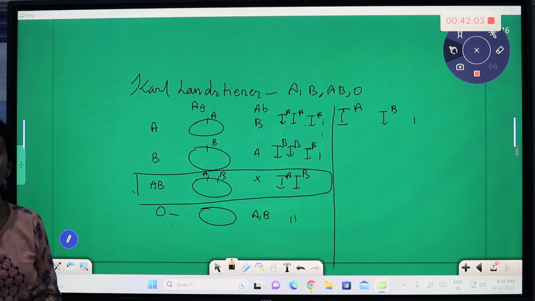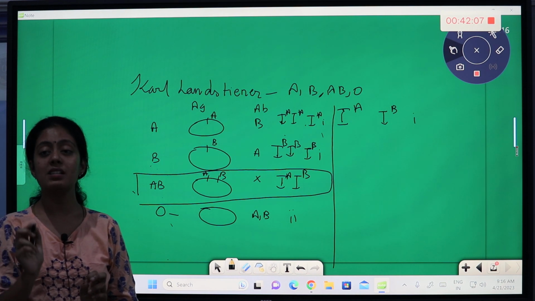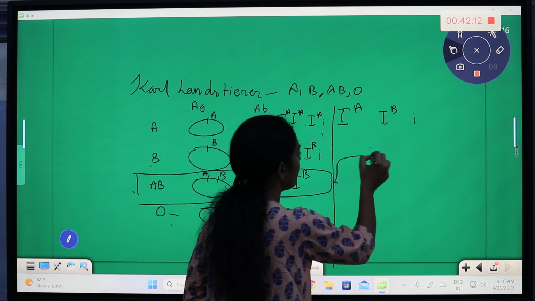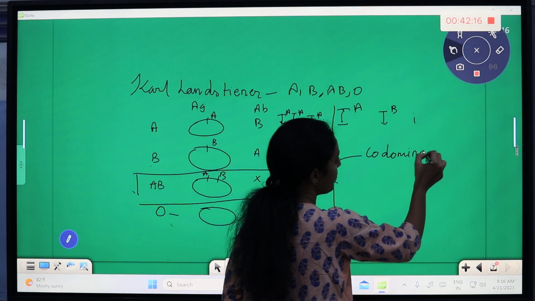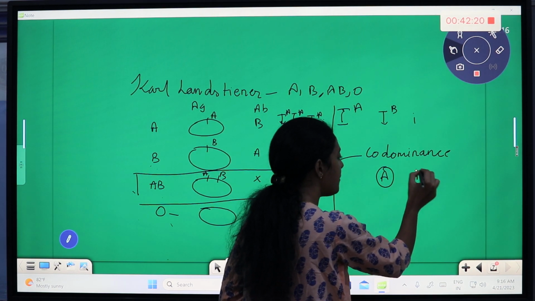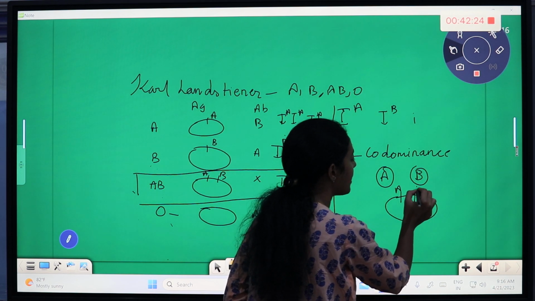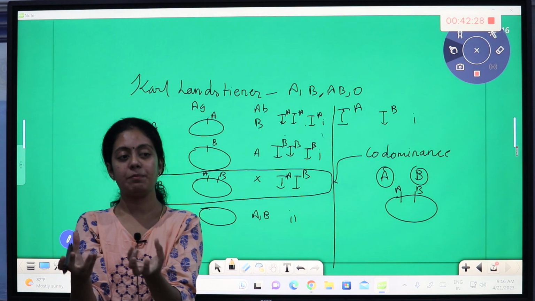Clear? First let's discuss this AB blood group. AB blood group is an example of codominance. They can ask you which blood group is an example of codominance? AB blood group. Why do we call it an example of codominance? Because both A and B antigens are equally expressed on the surface of RBC. A is equally dominant to B.